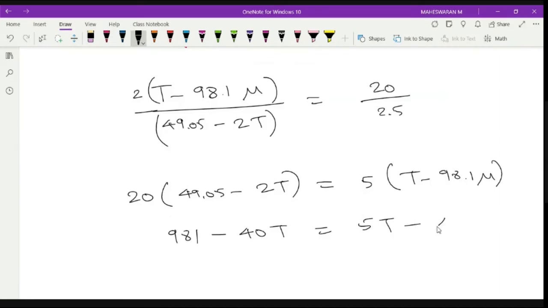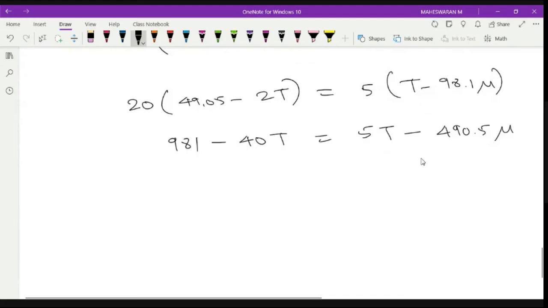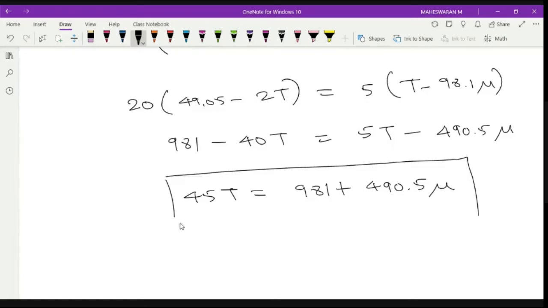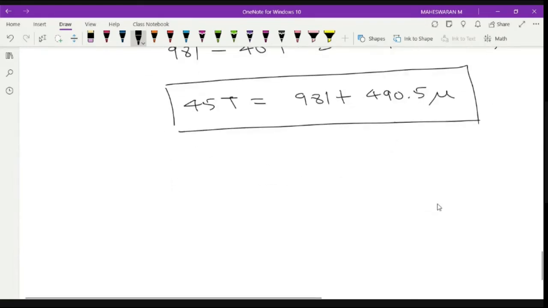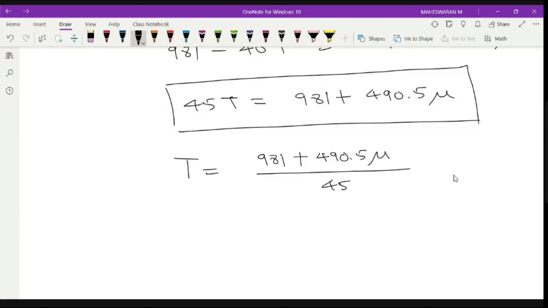So we're getting 490.5 mu. Bring this on one side, so you'll get 45t is equal to 981 plus 490.5 mu. This is what I am getting as an equation. Even if I simplify, I will get t is equal to (981 plus 490.5 mu) divided by 45. I will consider this as equation 3. So now I got this equation.